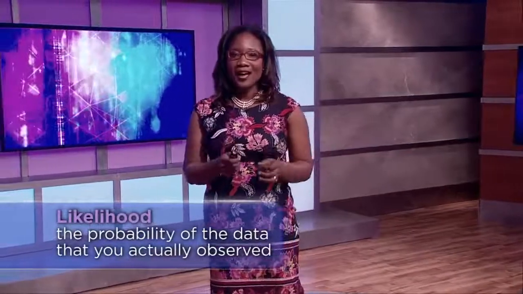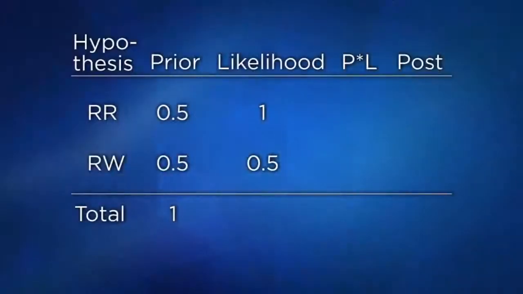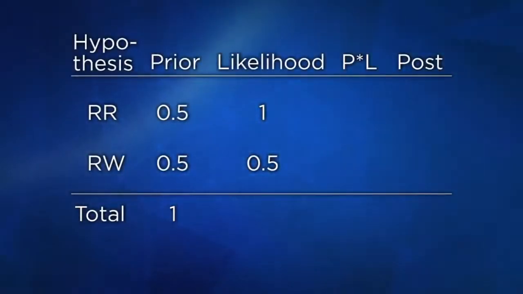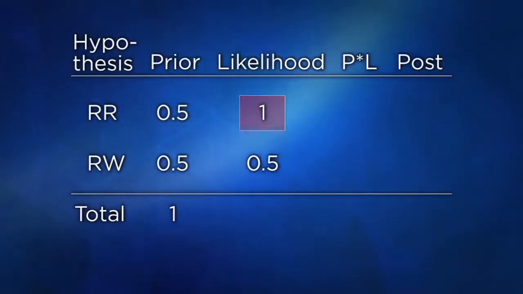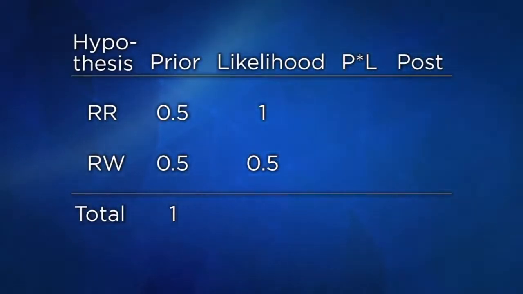So we can formally define the likelihood as the following. It's the probability of the data that you actually observe. In other words, if the hypothesis is true, what's the probability of getting the red ball when we do our experiment? So notice, in the first case, the probability of drawing a red ball given two red balls is 1. And in the second case, the probability of drawing a red ball given one red and one white ball is 1/2 or 0.5.